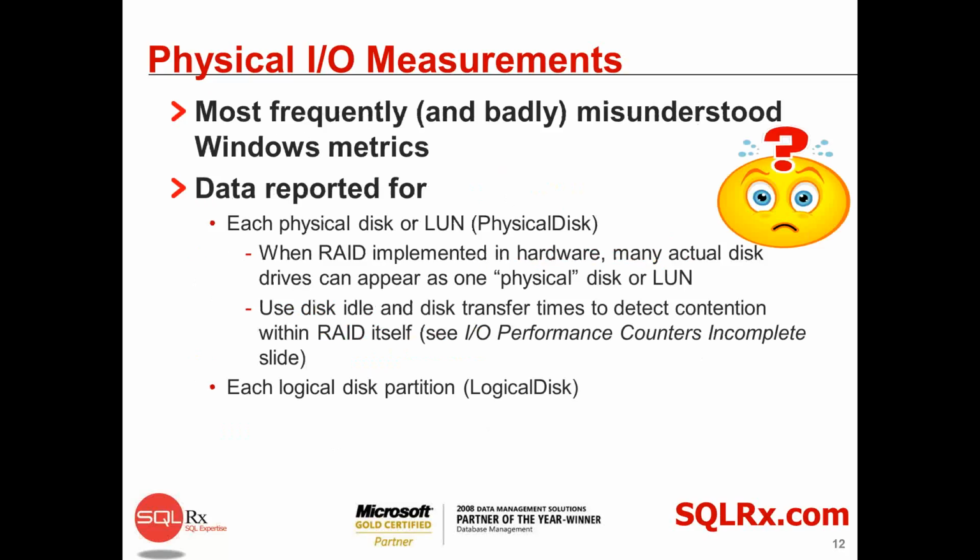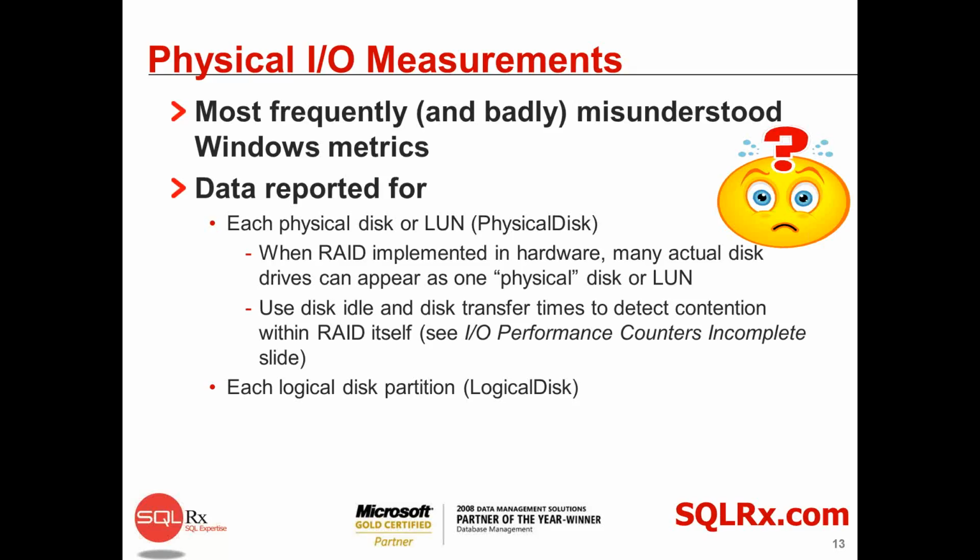Most frequently, the physical measurements are unfortunately the most misunderstood metrics. They are reported for each physical disk, and the thing you have to remember is if it's hardware RAID, which most people use, whatever Windows sees as a LUN is what's going to be reported as a physical disk. So it may have 3, it may have 100 disk platters underneath it. So you have to be very careful to determine what it is that comprises a LUN.